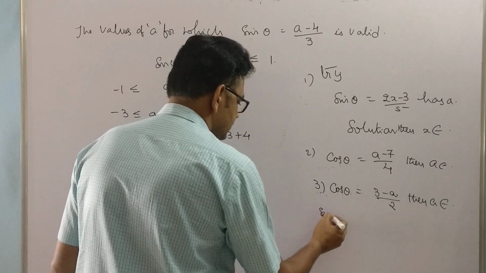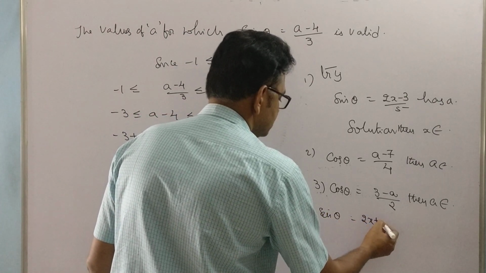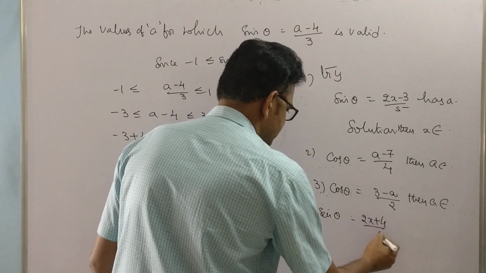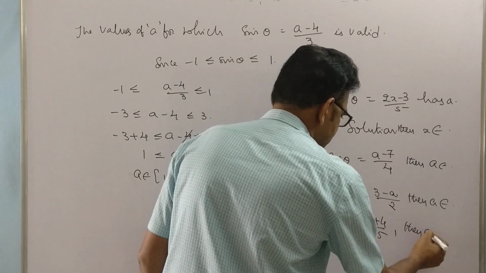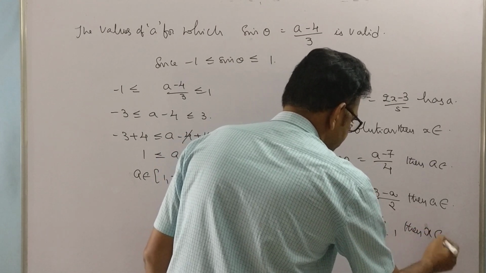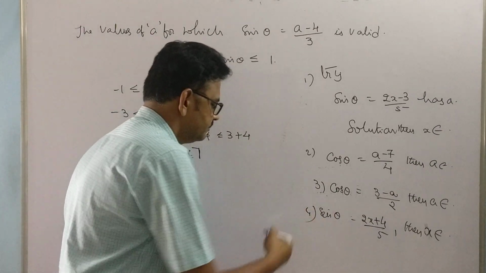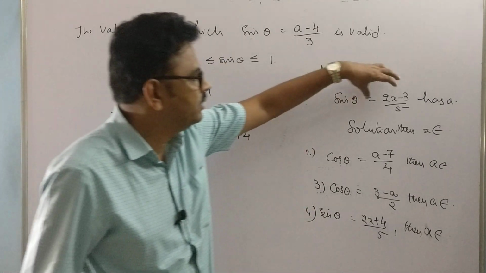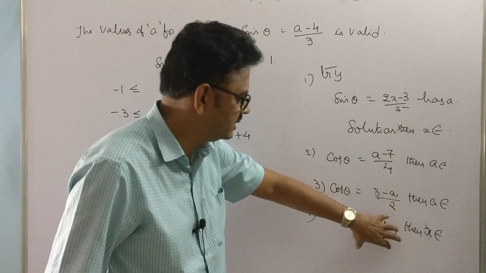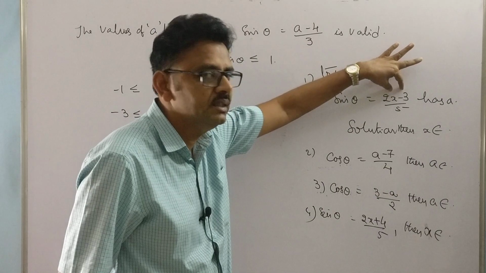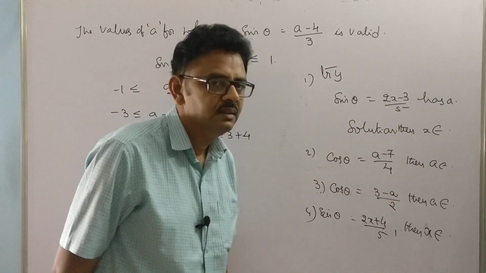Sin theta is equal to (2x plus 4) by 5 has a solution, then x belongs to. You have to find these points, these problems. Since the value lies between minus 1 and 1, this also lies between minus 1 and 1. So you get the values of a and the values of x here.